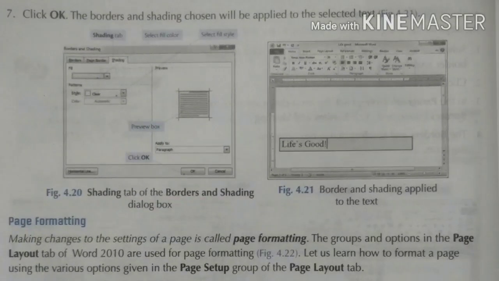Next page is page formatting. Making changes to the setting of a page is called page formatting. So what is page formatting? Making changes to the setting of a page. The group and options in the page layout tab of Word 2010 are used for formatting a page.